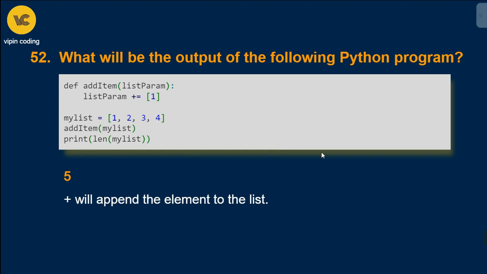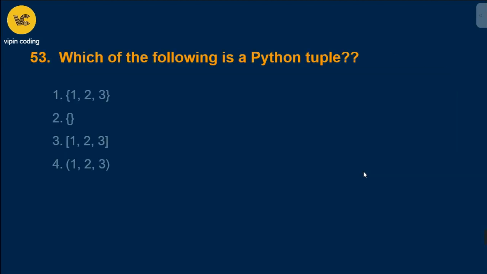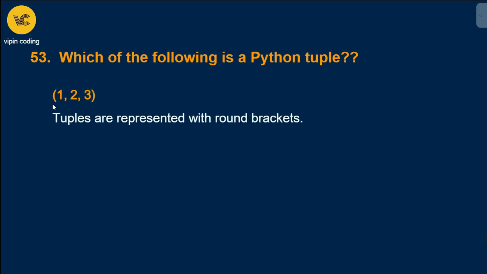Okay. Next question is, which of the following is a Python tuple? There are 4 options: 1 2 3 in curly brackets, empty, 1 2 3 in square brackets, and 1 2 3 in parenthesis. Your answer is parenthesis 1 2 3. Tuples are represented by round brackets.